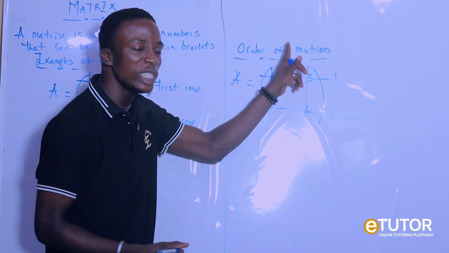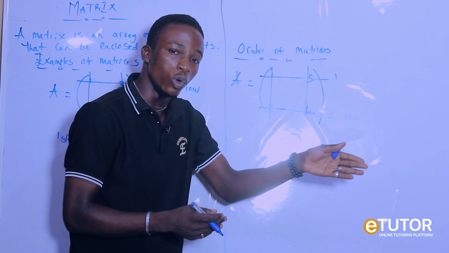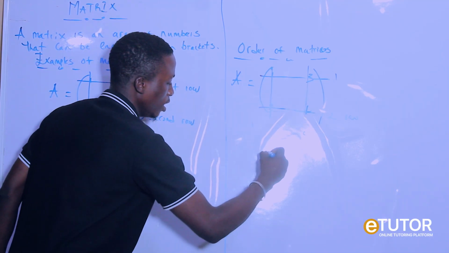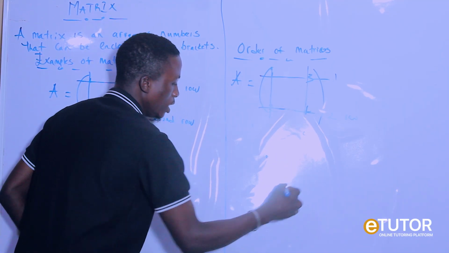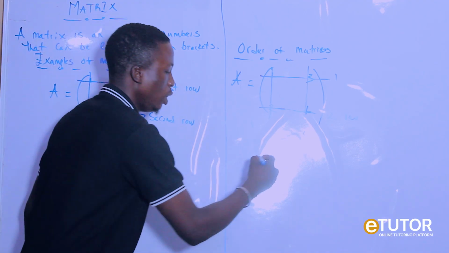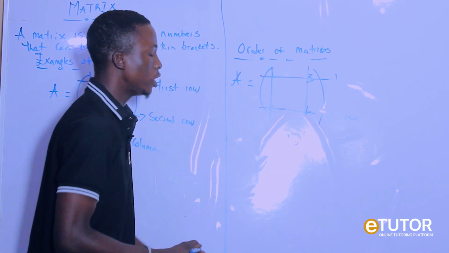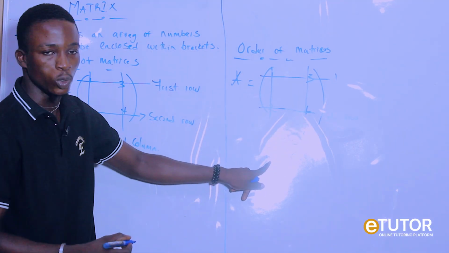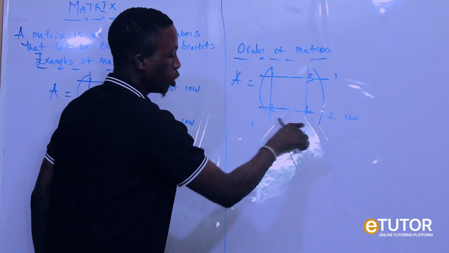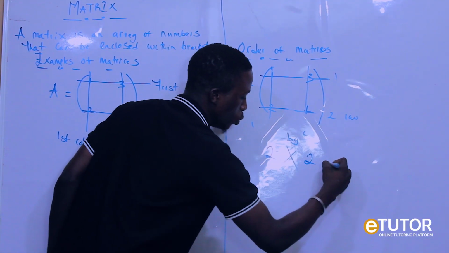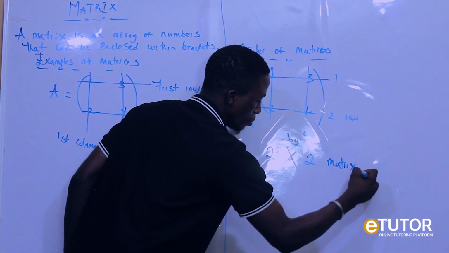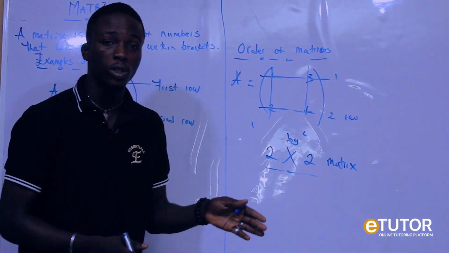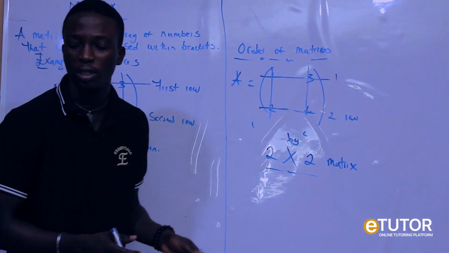Now, to name this matrix, you have to call the number of rows before you call the number of columns. So it has 2 rows, so it is a 2. Now this X is pronounced "by", B-Y. So you call the number of rows before you call the number of columns. It has 2 rows, hence the 2 here, so that's 2 by. It also has 2 columns, so it's a 2 by 2 matrix. So the order is determined by the number of rows and columns a particular matrix possesses.